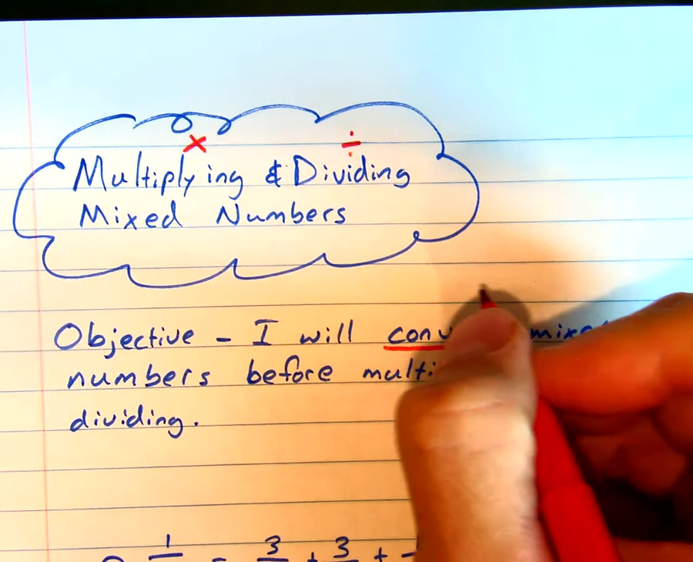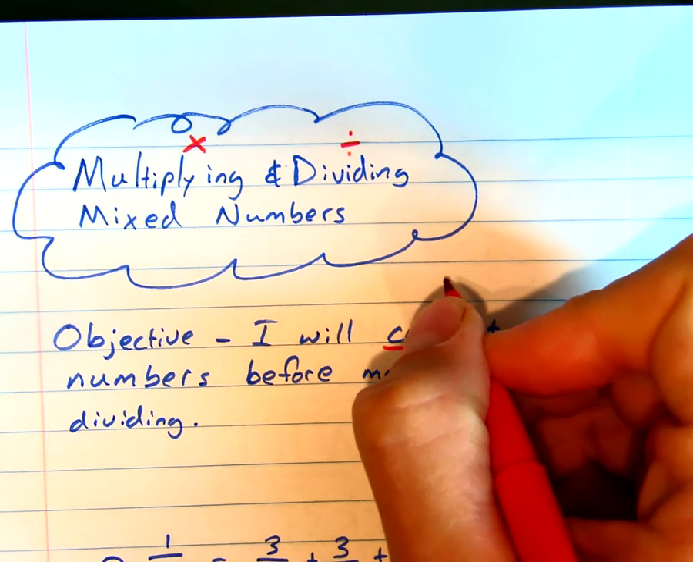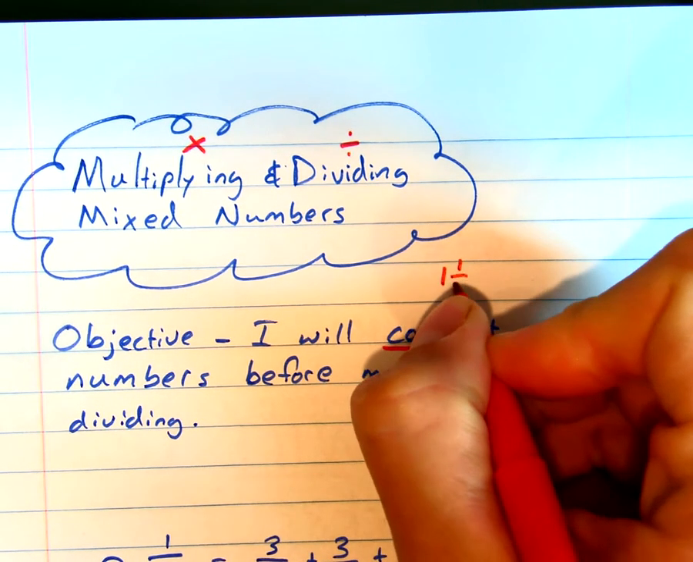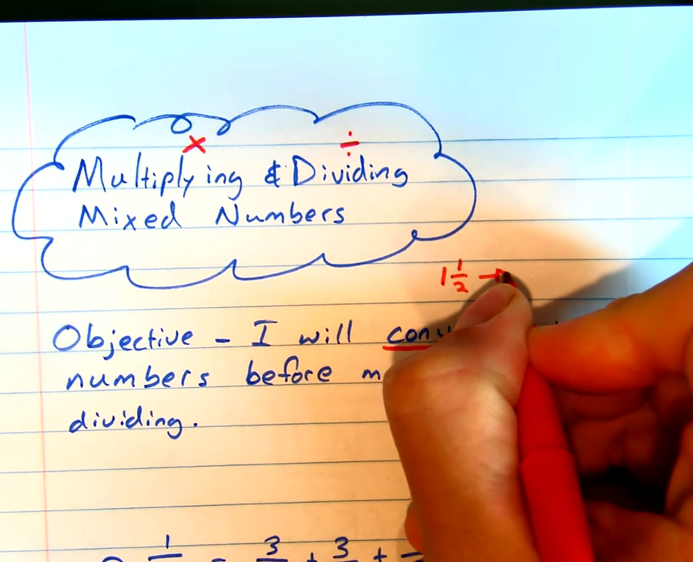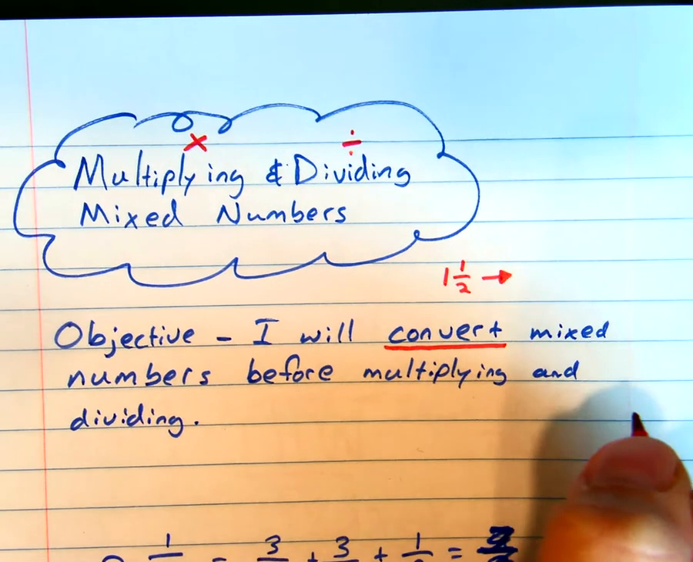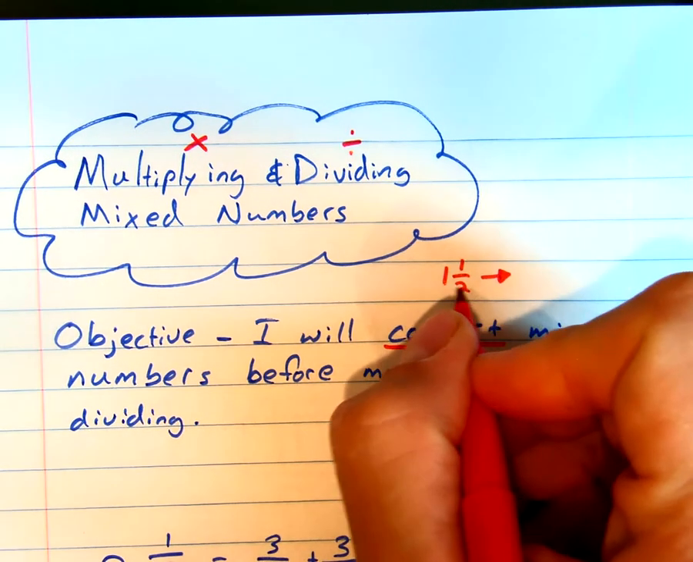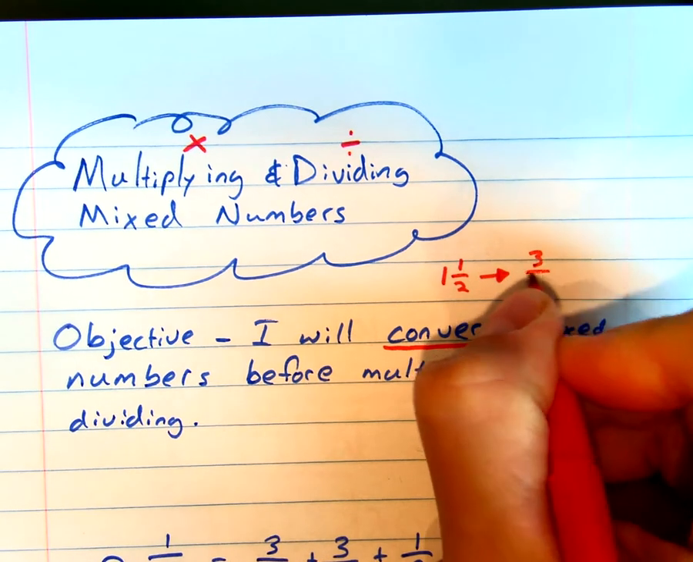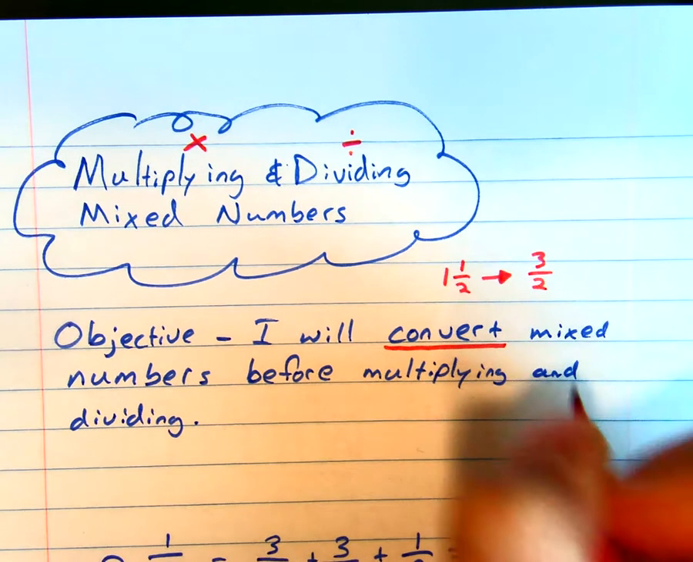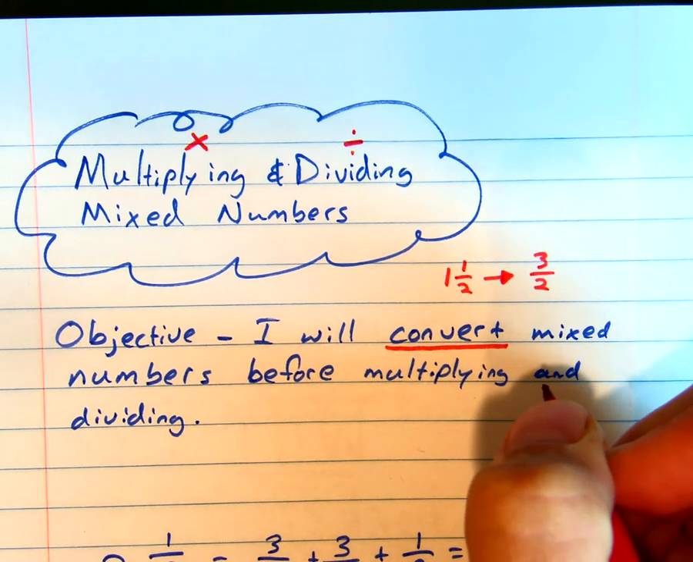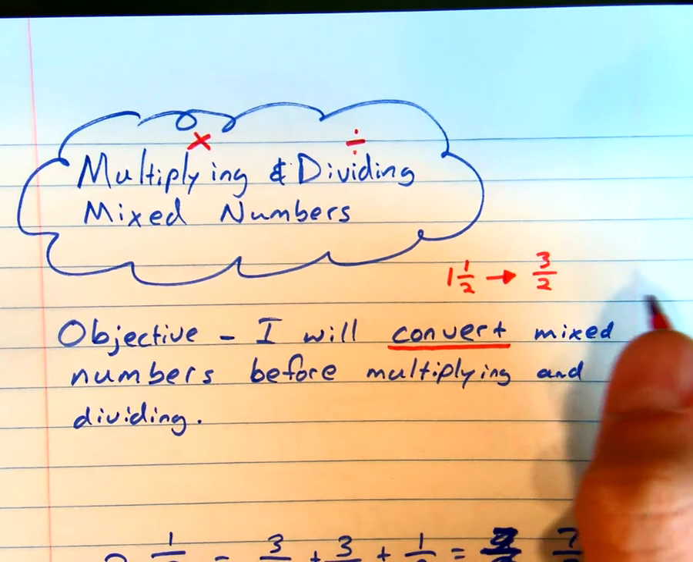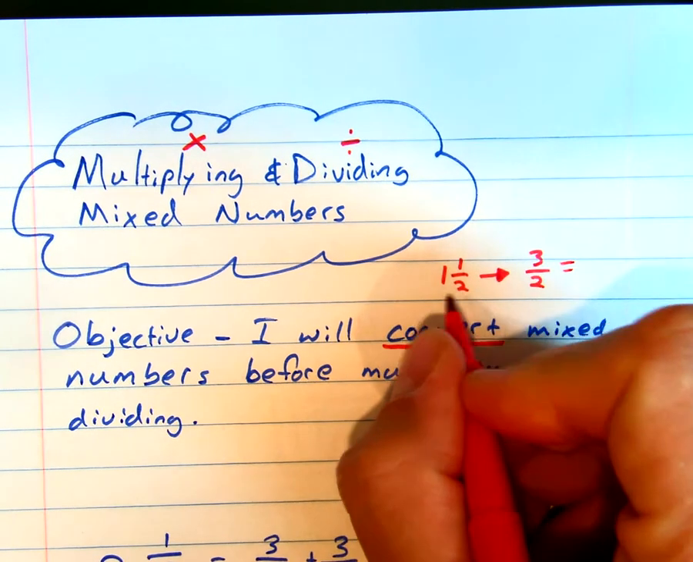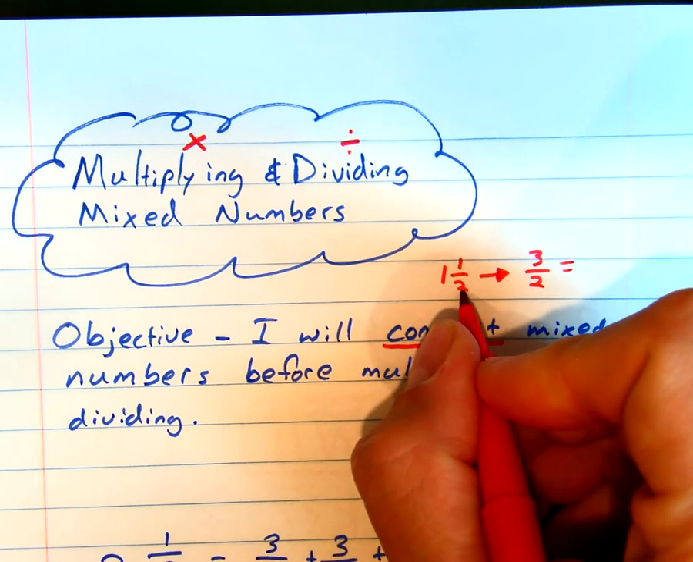This is where we go from a mixed number, let's pick a small one like 1 1/2. If we write it as an improper fraction, we are converting it. So 2 times 1 is 2, plus 1 is 3. An improper fraction that's equivalent would be 3/2. 1 1/2 is the same as 3/2 because we're using the denominator of 2.